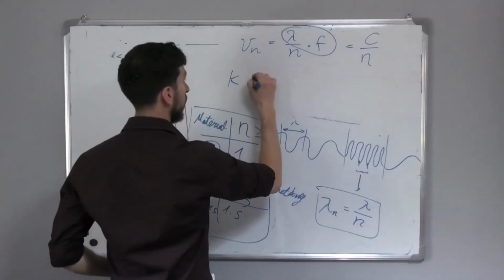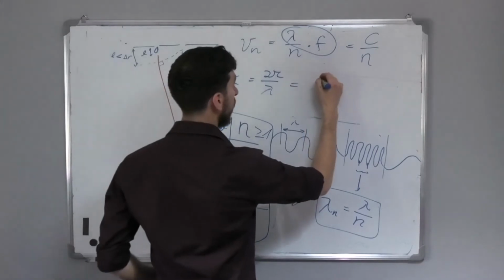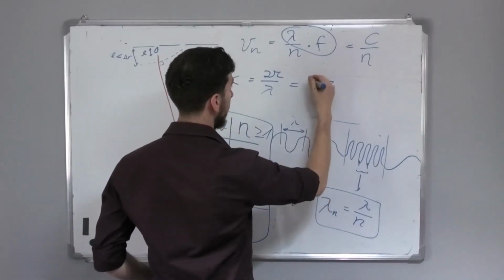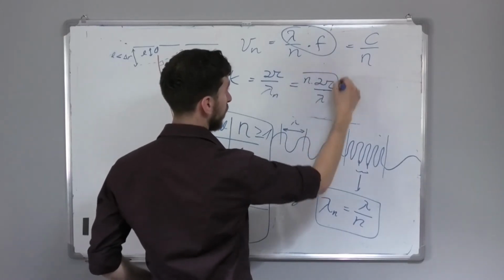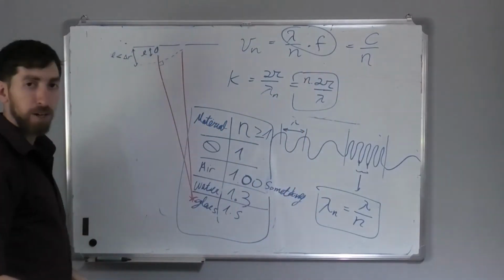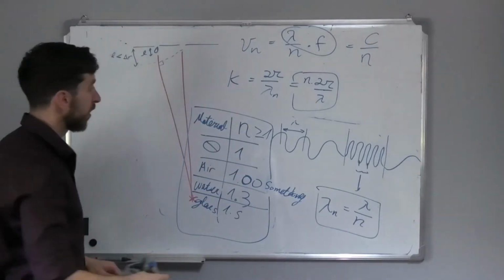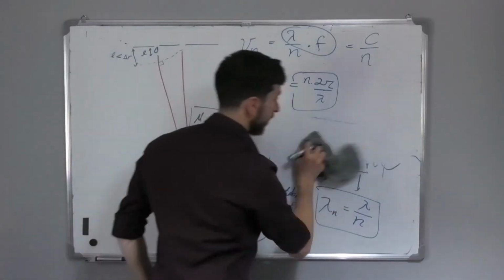And what can we say about k? Remember k? k was 2 pi over lambda. So lambda gets smaller, the n pops up here, divided by n, so k is actually getting bigger. So that's what's going to happen if you go inside the medium. So how does this affect our equation? Let's talk about it.